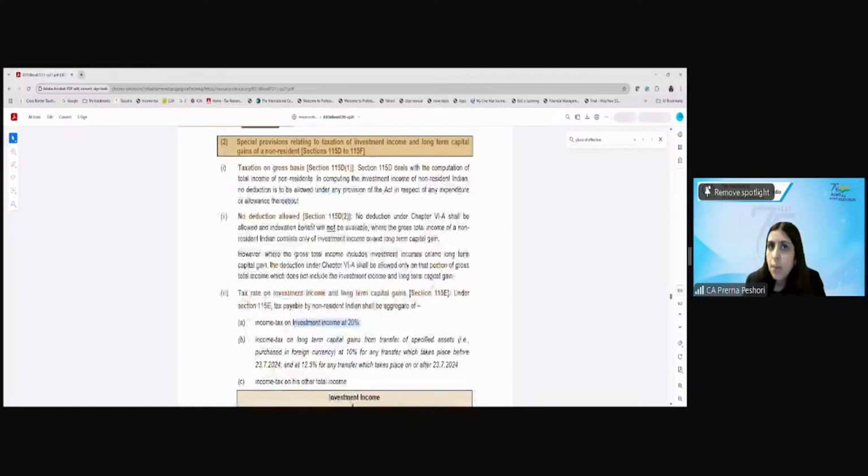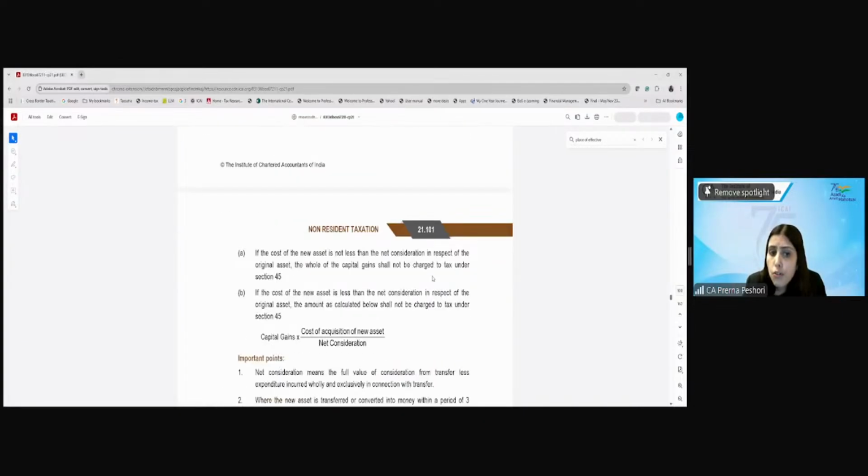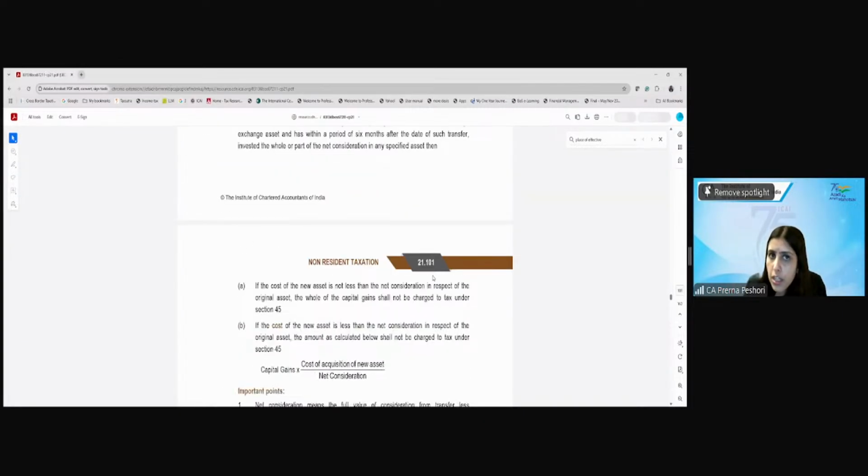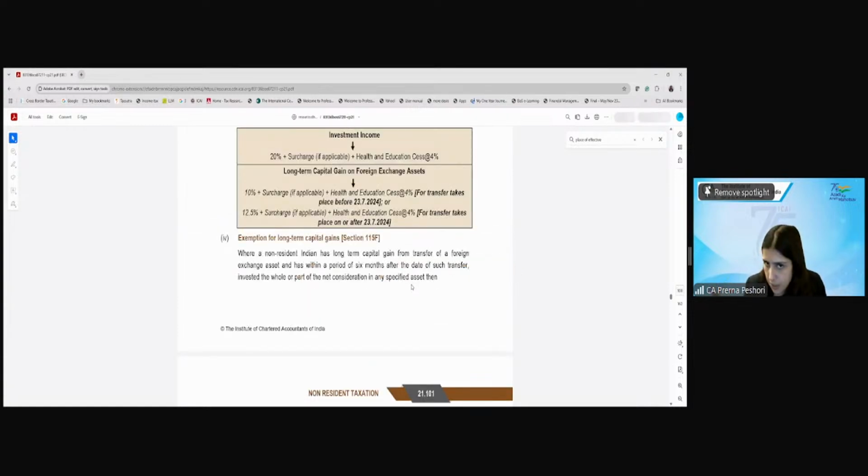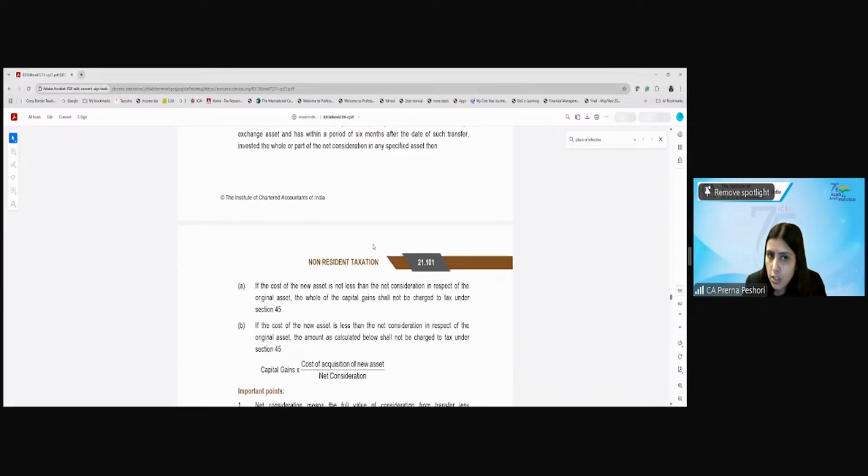Fine. Plus, here you are not required to file the return of income if you have paid the proper taxes, TDS is deducted, and this is your only income. So, exemption from filing the return of income. Now, if you sell these shares or debentures, you will get the exemption under 115F if you deposit the sale consideration in a new asset within 6 months.